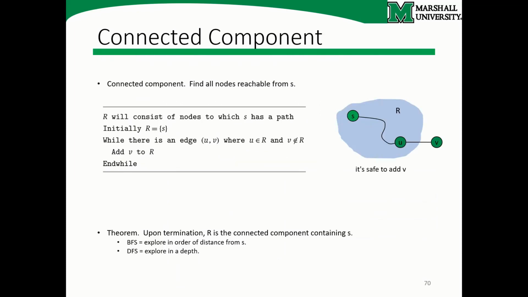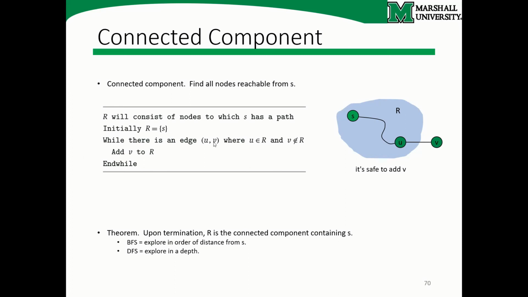Let's take a look at how we can find out the connected component of a graph. Let's say you start from a node S and you want to find all the nodes that are reachable from S. You will start with a set called R. Initially, R will contain only S because you have not done anything at this point. Next, you will grow R and add more and more vertices.